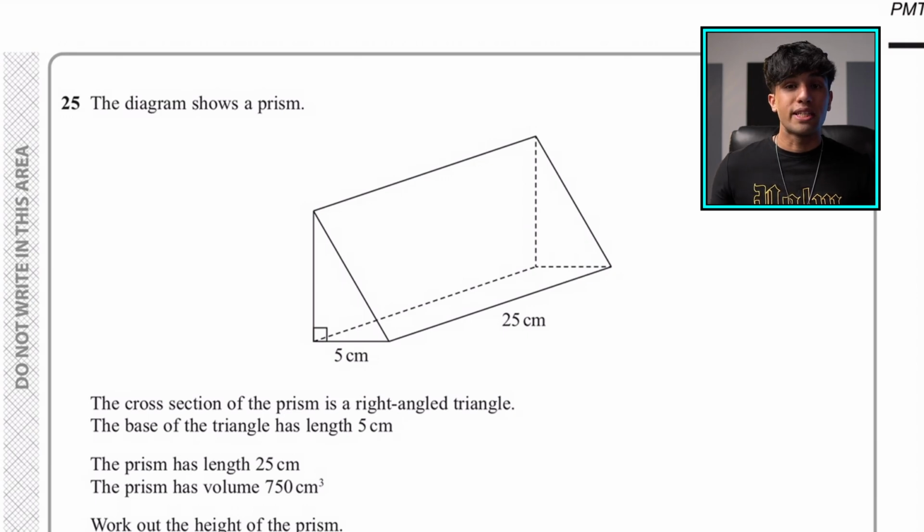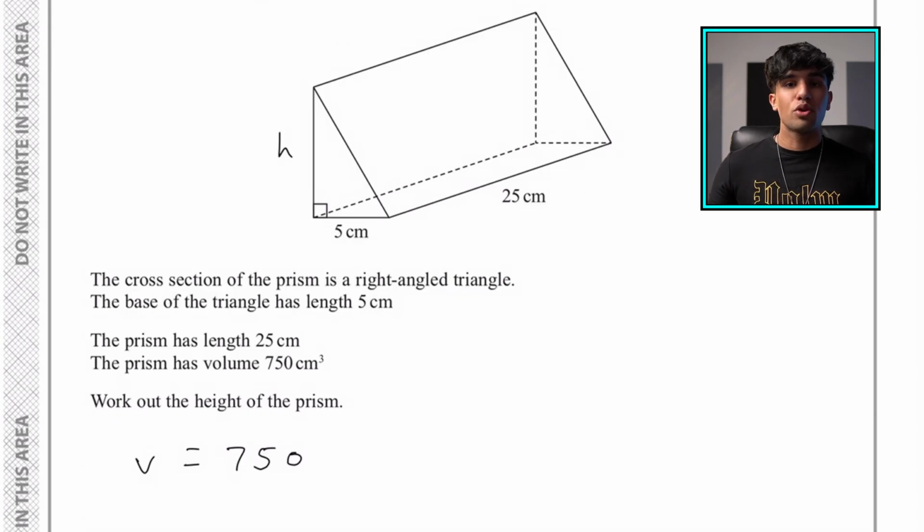Moving on to question 25, we need to work out the height of a prism. Again, we start by writing down what we know, and we can also label in our missing side, which is what we're trying to find, h. Since we're given the volume of 750 centimeters cubed, we can equate this to the algebra formula for volume for a prism, which is the area of the cross section times by the length of the prism.